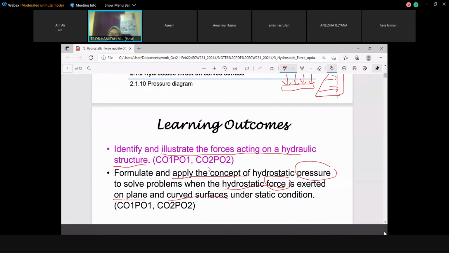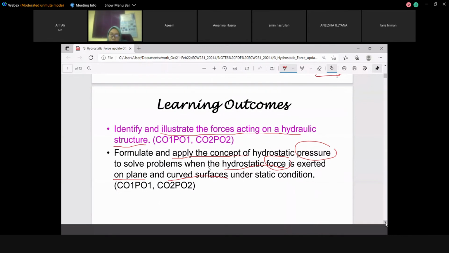Okay, and we still use the basic formula for pressure. So pressure is equals to force over area, or force equals to pressure times area. So this is the basic formula that you should understand for pressure and force.